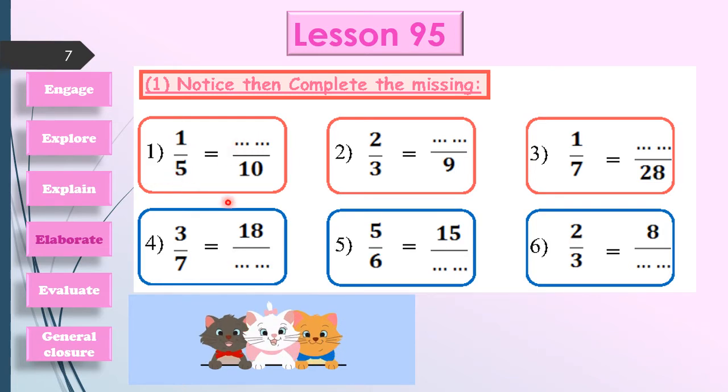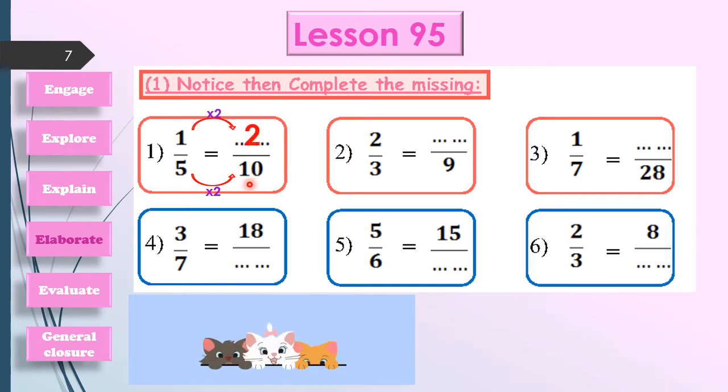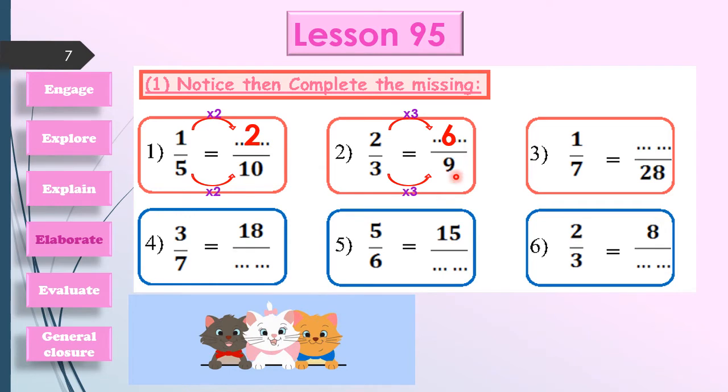Let's go check our denominator. 5 by 2 equals 10, it will be 2. And as I do down, I will do up. 1 by 2 equals 2. It will be 2 tenths. 2/3 equals how many ninths? Check our denominator, it will be 3 by 3. Excellent. And as I do down, I will do up. It will be 2 by 3 equals 6. It will be 6 ninths.